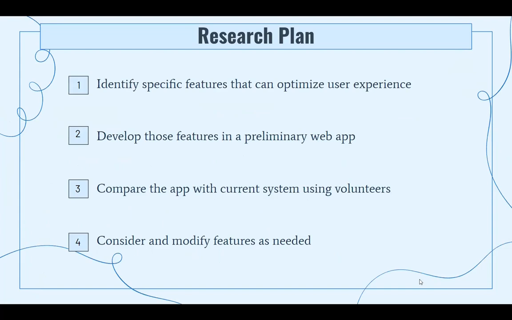Our research plan has 4 steps. 1, identify specific features that can optimize user experience. 2, develop those features in a preliminary web app. 3, compare the app with current systems using volunteers. And 4, consider and modify features as needed until we get to our final product.